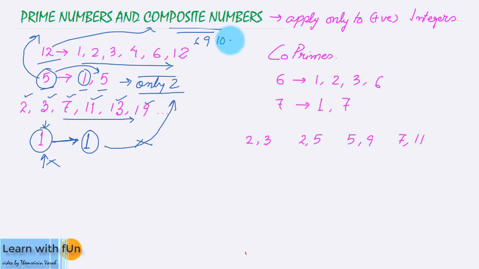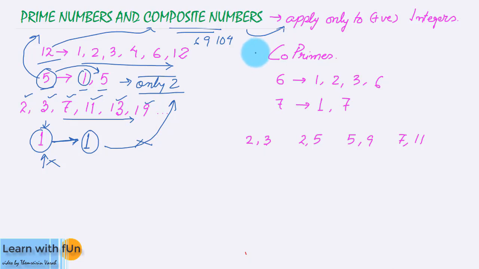Other examples are 6, 9, 10 or 4, which are all composite numbers. One thing we must remember is that when we're talking about prime numbers, composite numbers, factors and multiples, we're concerned only with positive integers. This does not apply to negative integers. Now we shall look at co-primes.